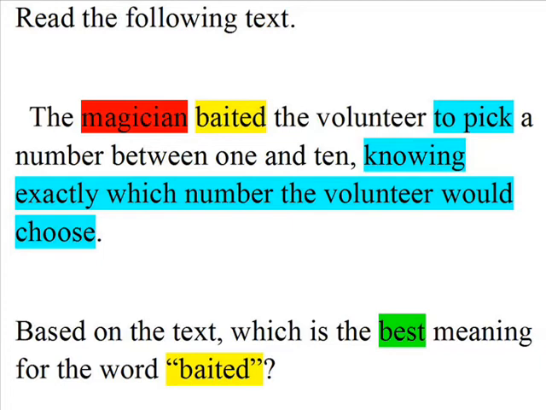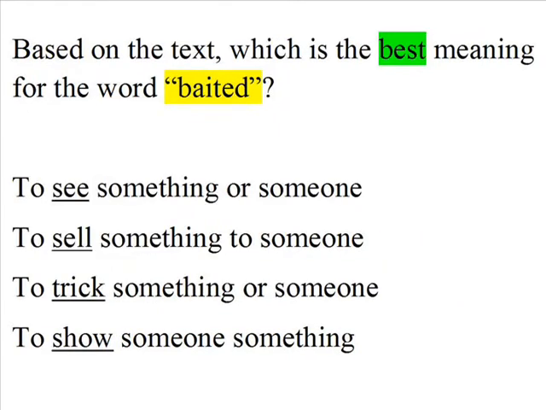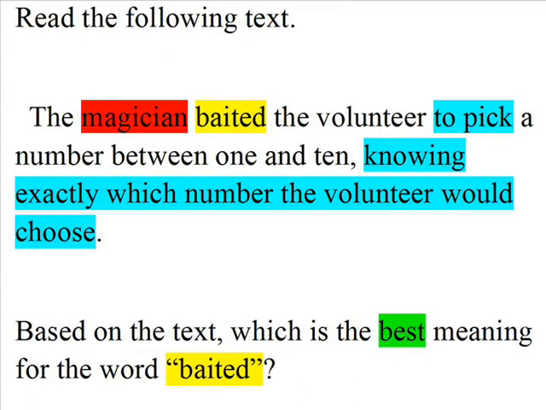I'm going to highlight the word magician in red because this may be my most important context clue. Okay, so I'm going to think about it. What does a magician do? A magician performs tricks. Okay, they're performed for entertainment purposes, magic tricks, maybe for children, for adults, but the main purpose of a magician is to fool you. Okay, so that is something that I need to think about as I'm looking at the word baited.